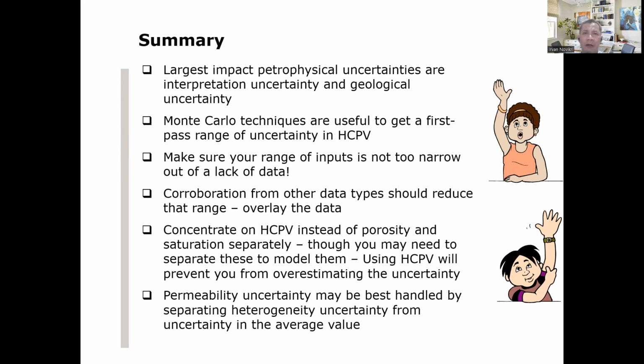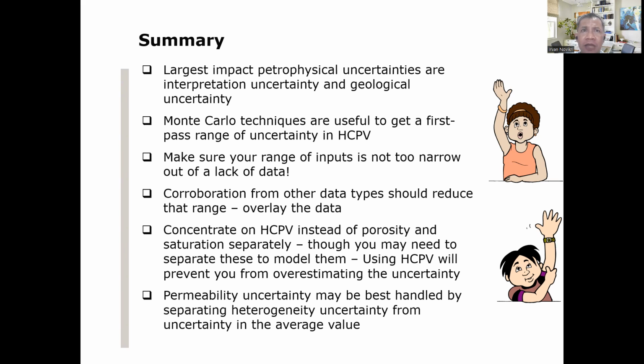The largest sources of uncertainty in petrophysics are interpretation uncertainty and geological uncertainty. Interpretation uncertainty refers to uncertainty in understanding and analyzing petrophysical data, while geological uncertainty relates to the uncertainty in the subsurface geological component. This uncertainty can have a significant impact on the accuracy and reliability of petrophysical measurement, and should be carefully considered when assessing the modeling and the hydrocarbon potential.